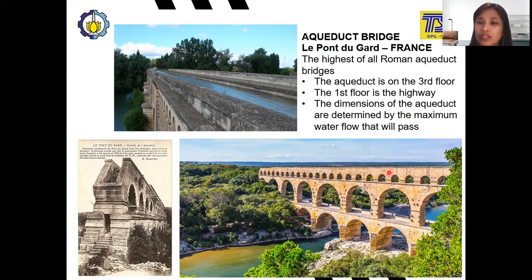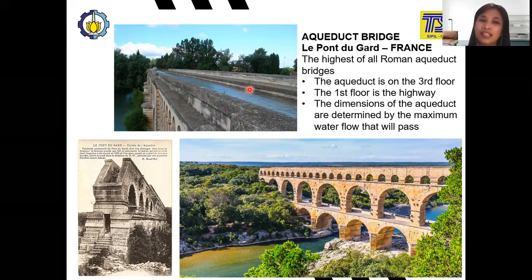And the aqueduct is on the 3rd floor. If you can see here, Pont du Gard in France. In Pont du Gard, it has a highway. The 1st floor is highway, and the 2nd floor is used as the aqueduct. Here you can see the water flowing.